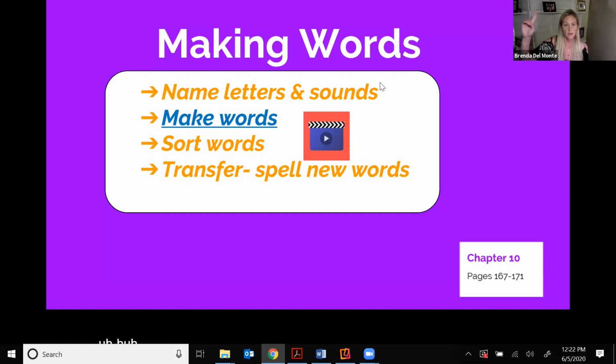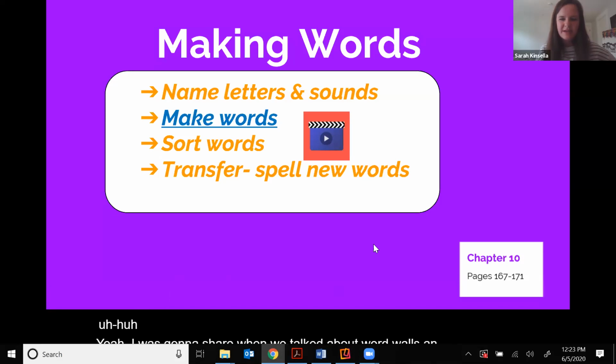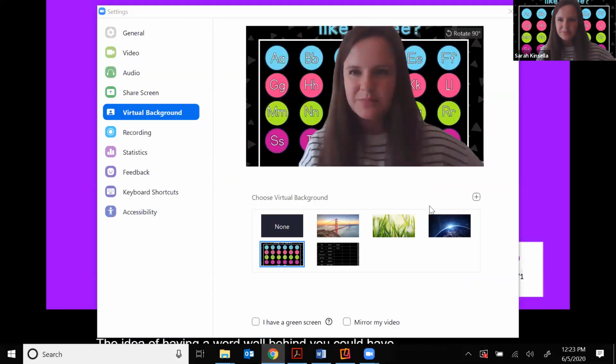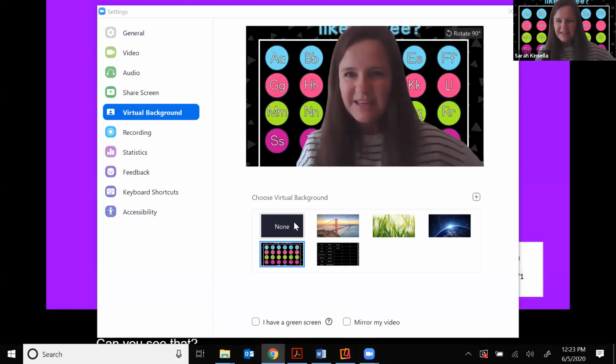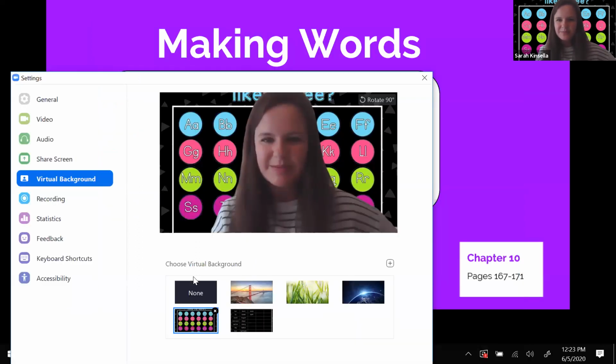I have done a virtual background where I put 4 letters around me, and then I can see which way they're looking. If there's time, we'd love to see that, if that's readily available. Oh yeah, I'll see if I have that. I was going to share when we talked about word walls, the idea of having a word wall behind you. You could have something. Can you see that? But you can change it to have different letters, and there you go, Brenda.